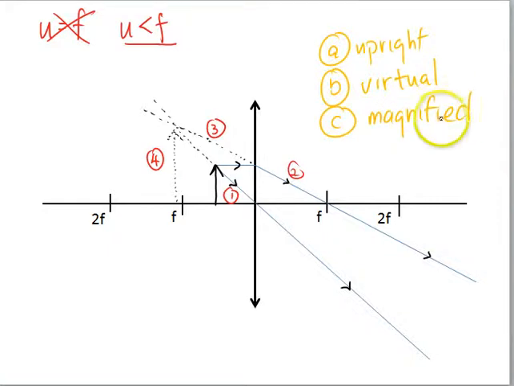And the last one, we talk about where the image is. Because it is not on the right hand side of the lens, we just say that it is behind the object.